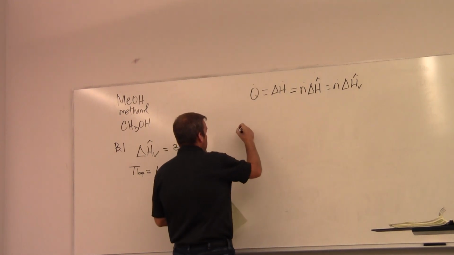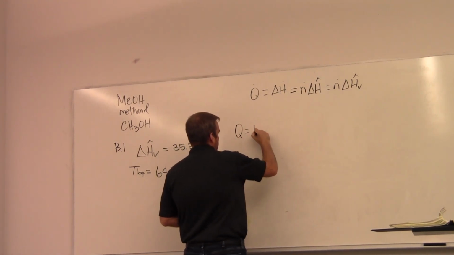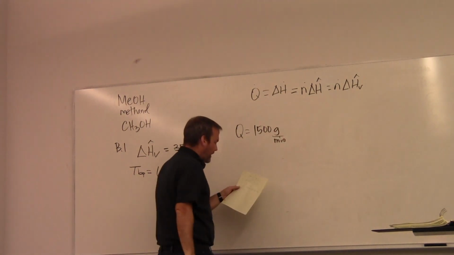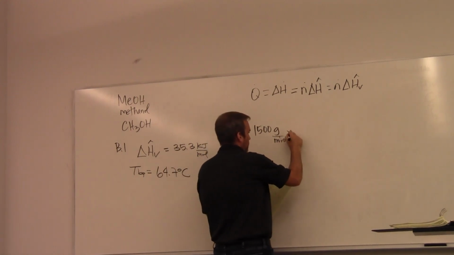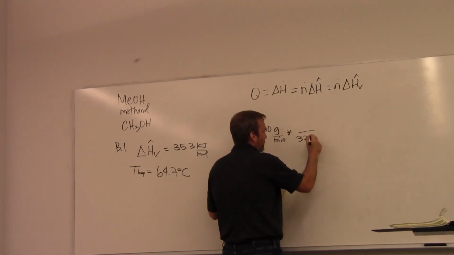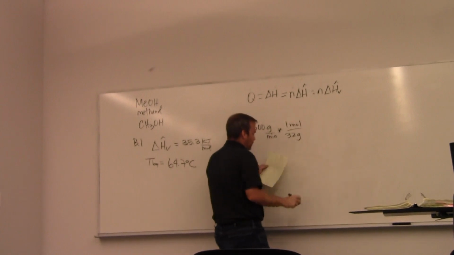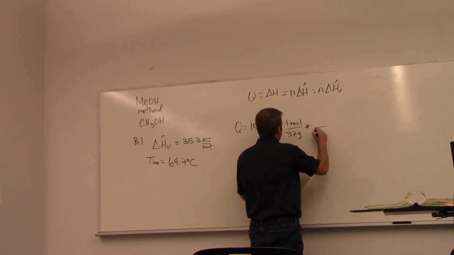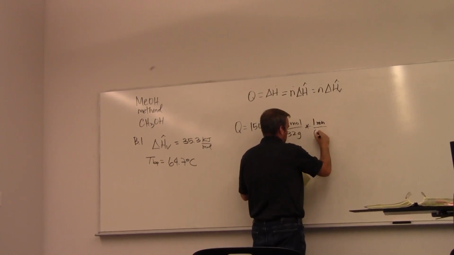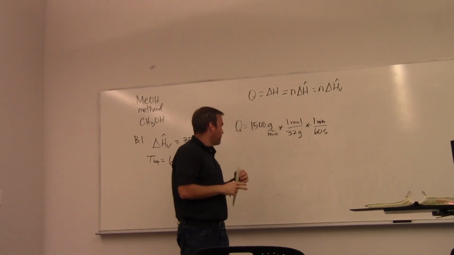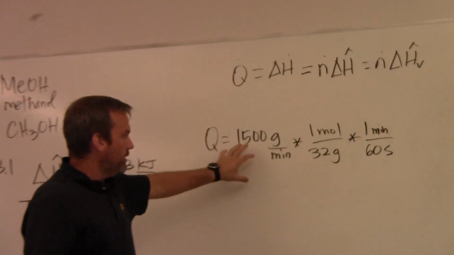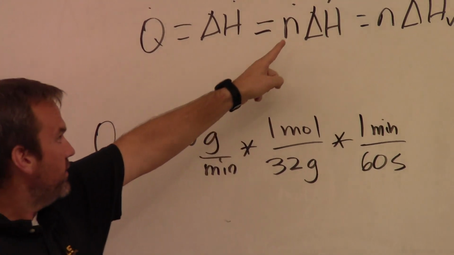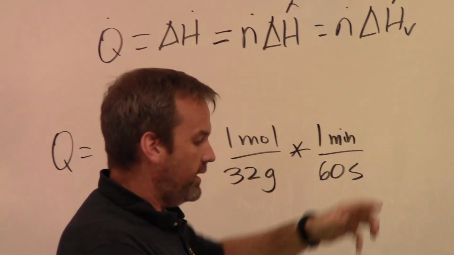So here, I just say Q. I don't know the molar flow rate, but I know the mass, so I can just convert that. So there's 32 grams of methanol in 1 mole of methanol. Okay, and then in 1 minute, there's 60 seconds, right? So that's the molar flow rate of methanol. That's going to give us units of moles of methanol per minute. So that's this. And then I'll multiply that by the heat of vaporization.